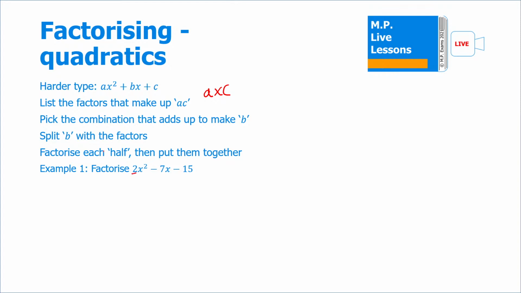So you can see A is 2, then C is -15. So you want two numbers that multiply together to get 2 times -15, which is -30. And you want two numbers that add together to get -7. Those factors would be -10 and +3. So what you do now is split this x. So you'd rewrite it out.